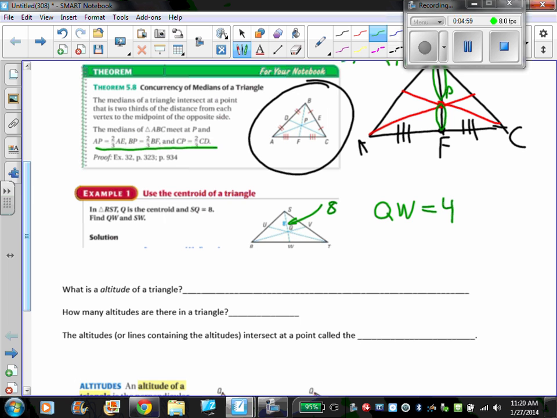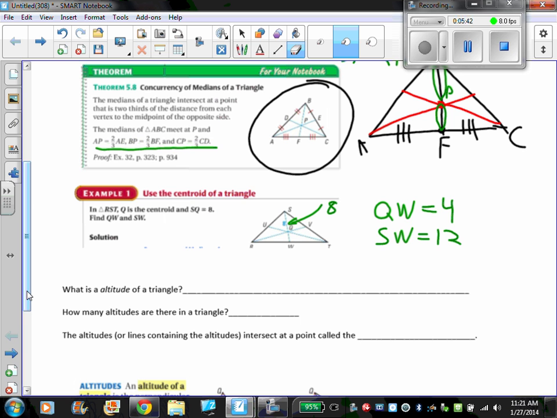And if we add them together to get SW, 8 plus 4 is 12. So that's all we need to do for that problem. So that's what medians tell us. Just remember, a median is a segment that starts at a vertex and goes to the midpoint of the other side. This is different from a perpendicular bisector, which starts at the midpoint of a side and then shoots up directly so that it's perpendicular to the side that it's on. It doesn't have to go through a vertex like a median does. So that's something to consider.